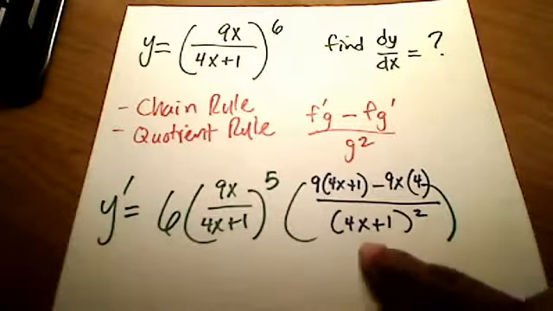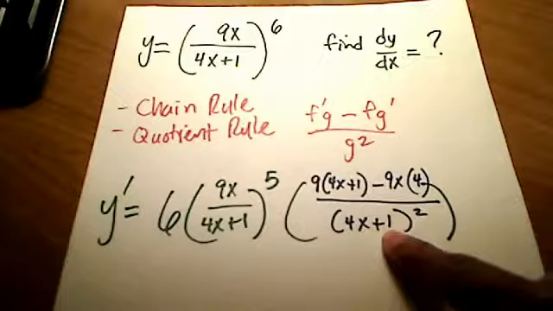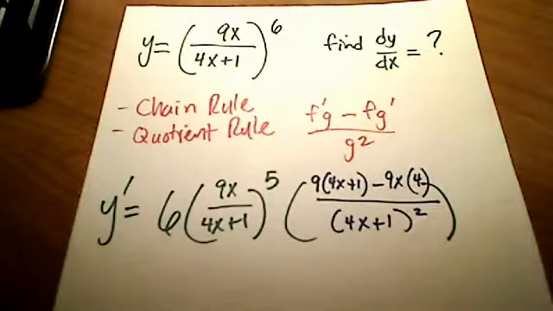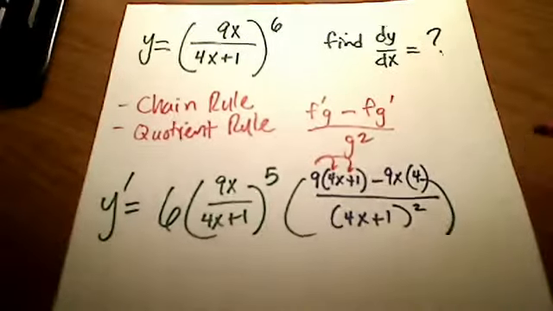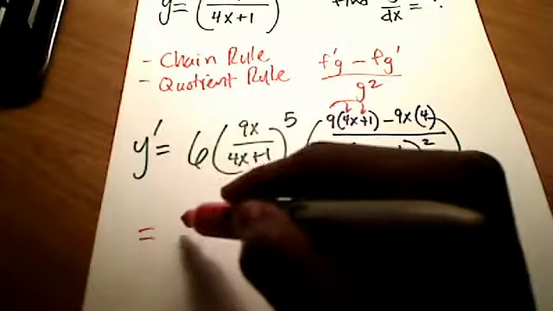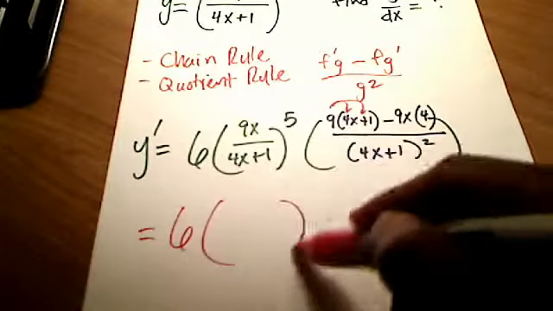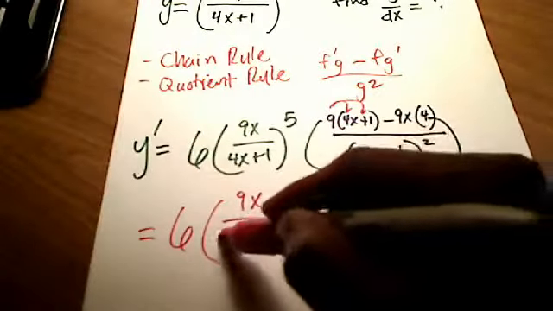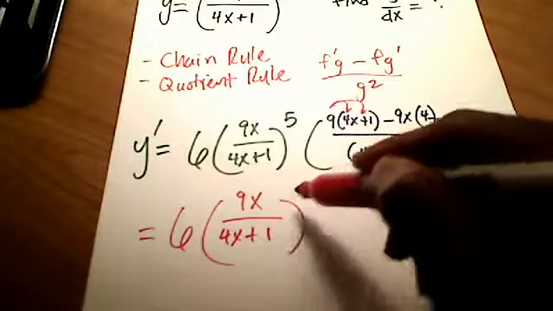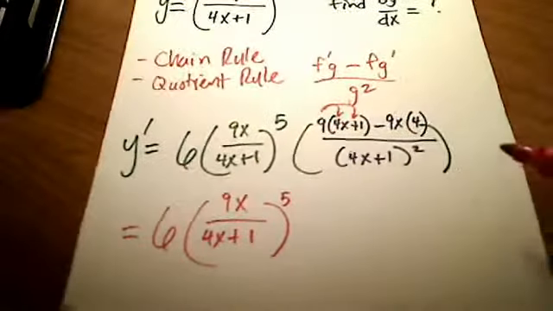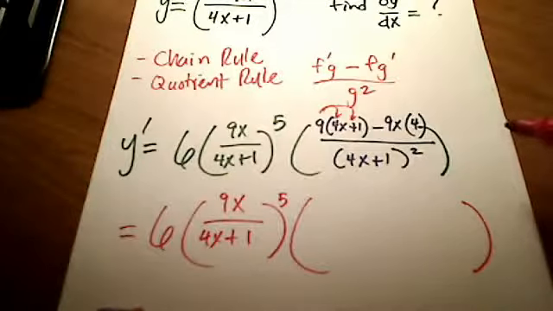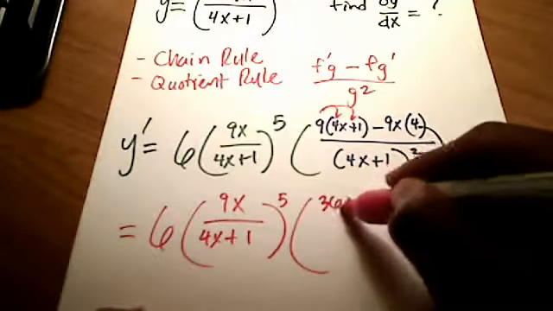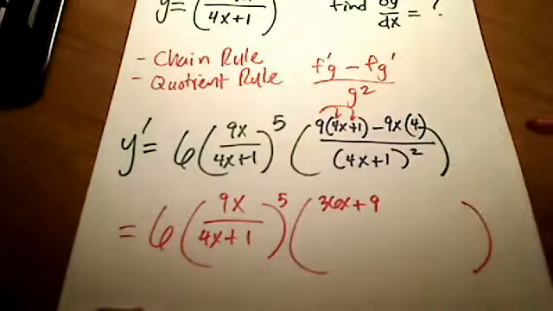Okay, so let's clean this big parentheses up a little more. I'm going to take this 9 and distribute it to these two terms after it. Let's see, what do I have here? I've got 6 times 9x over 4x plus 1 quantity to the 5th power. Now let me distribute this 9 times both of these terms. That gives me 36x plus 9.